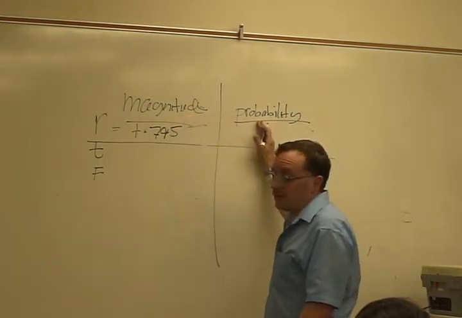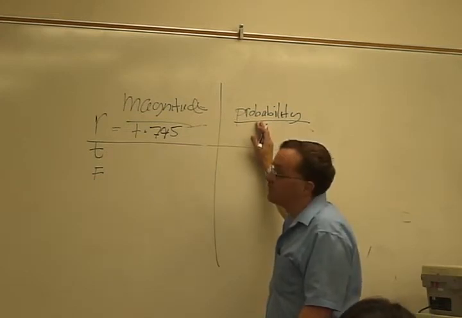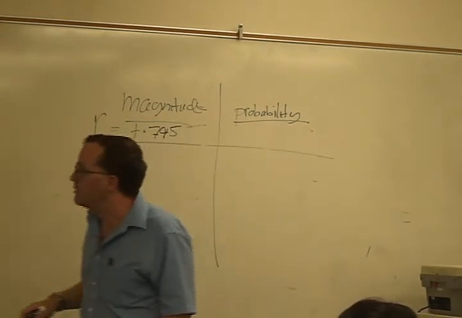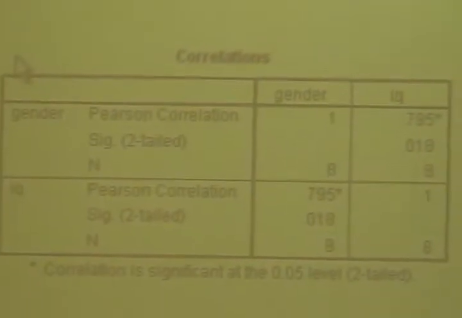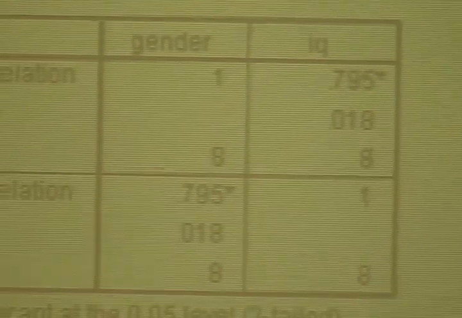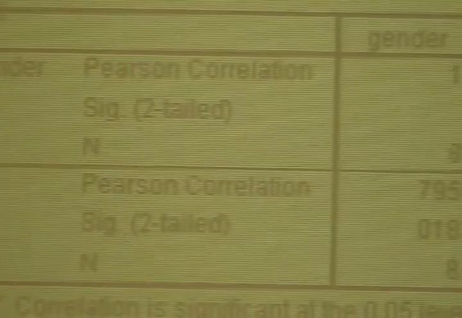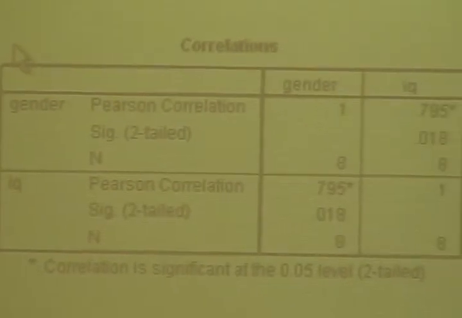This is completely different. This refers to this SIG or P number, which is right here, 0.018. That refers to the probability that the result that you got with the data you collected, the correlation you got, would occur by chance alone.